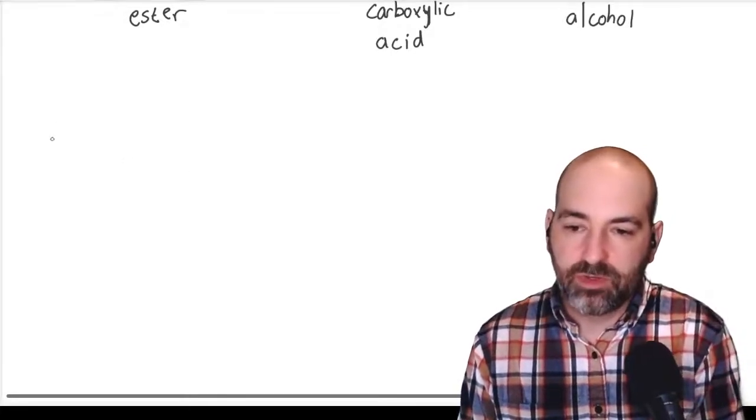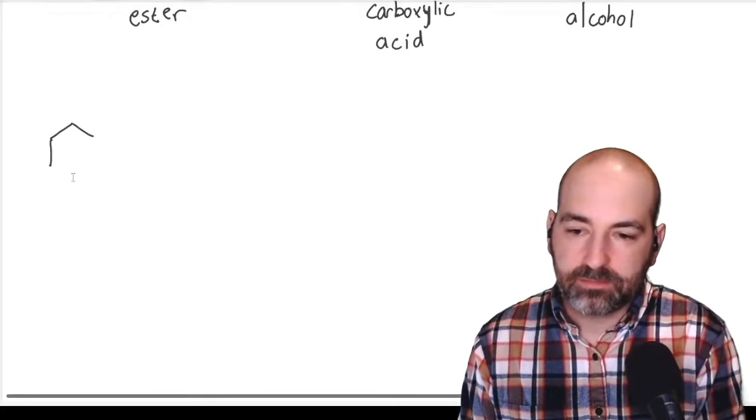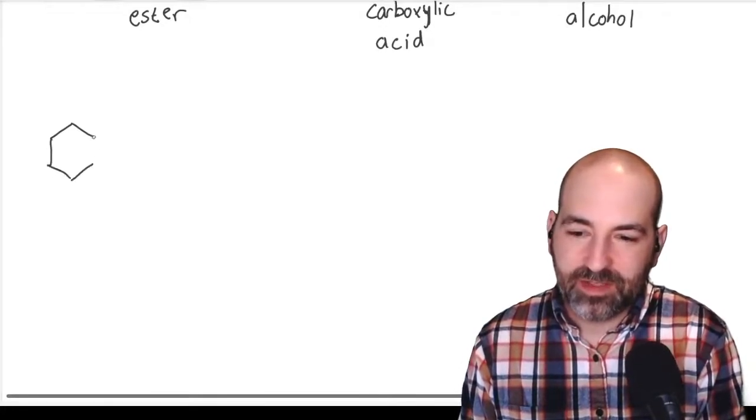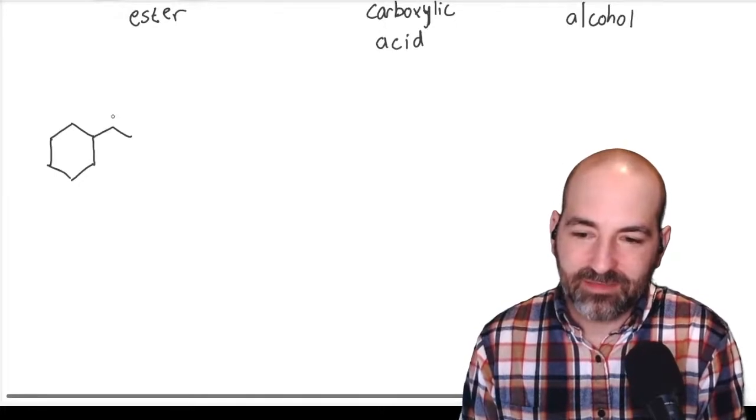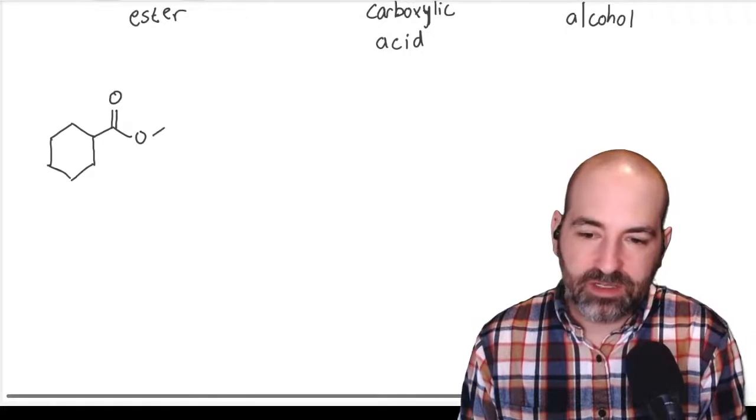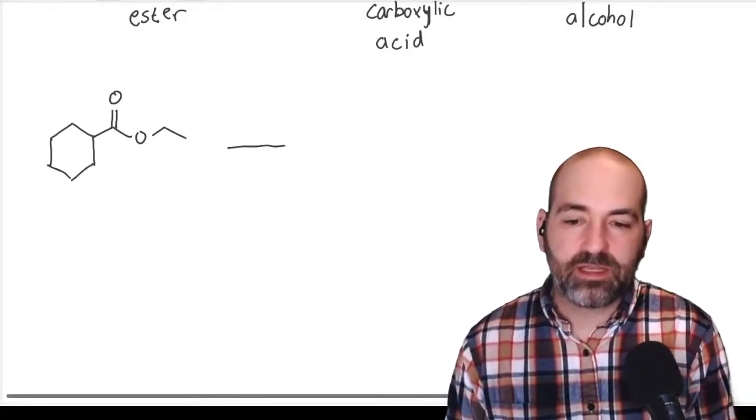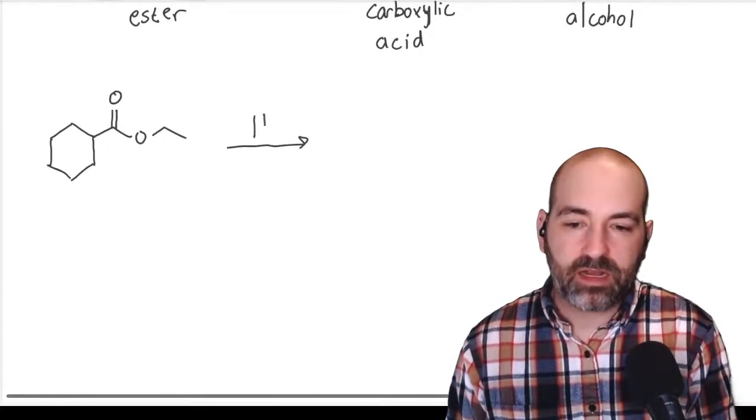So if I drew some random ester, I shouldn't have thought of one so fancy because the drawing thing is giving me some trouble here. So let's take a line structure like that of this ester. And let's say I want to hydrolyze it. So I'm going to react it with water.